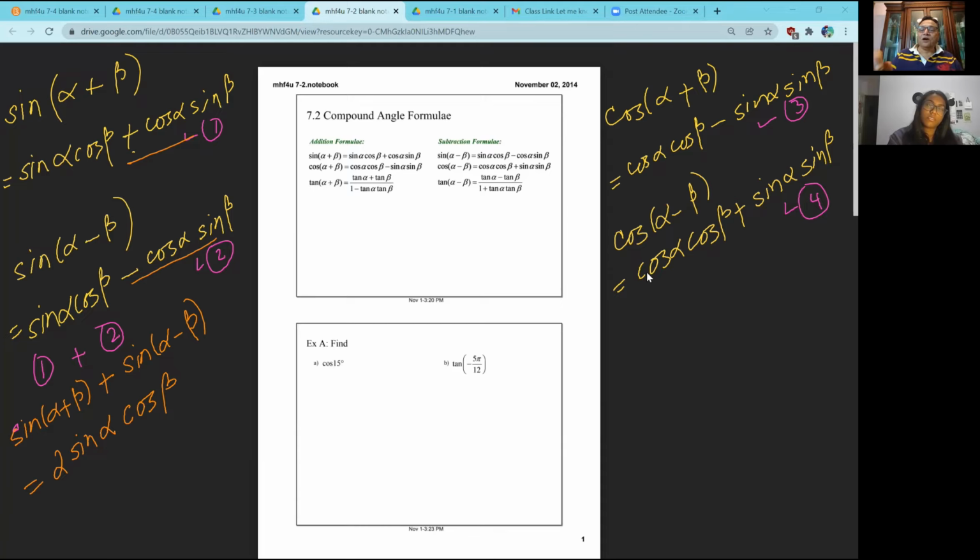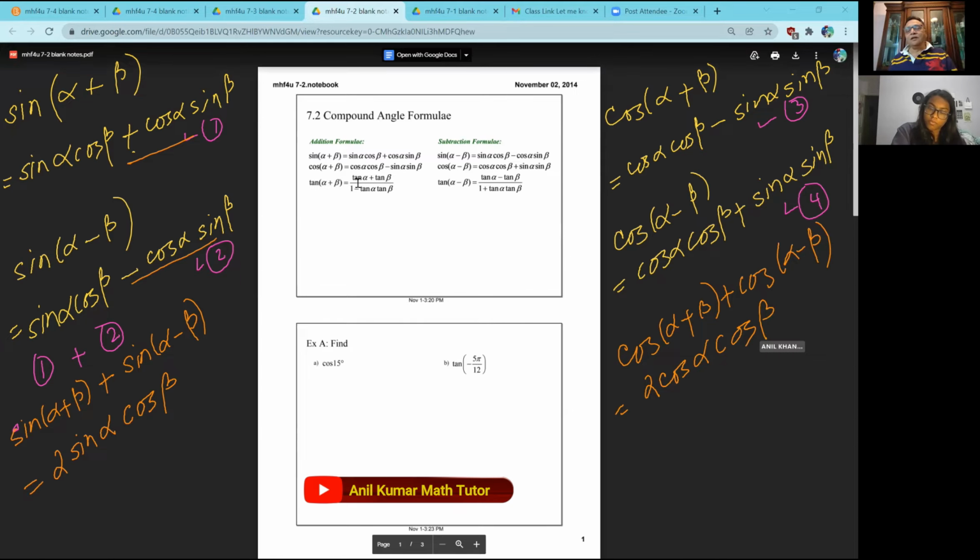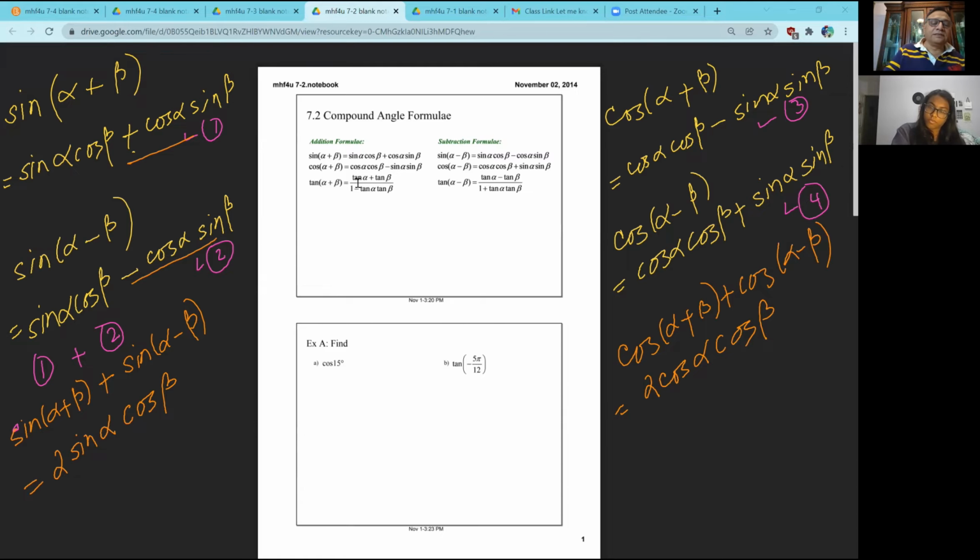Yeah. Right? On the other hand, if I add cos alpha plus beta with cos of alpha minus beta, what do I get? The first two terms are cos alpha cos beta, right? So we get 2 times cos alpha cos beta. Do you see that? So we are getting formula number 5 and 6. You will learn them soon. Let me go one more step here.